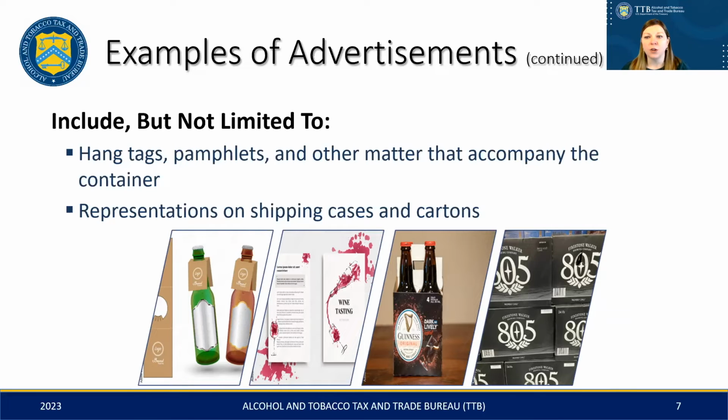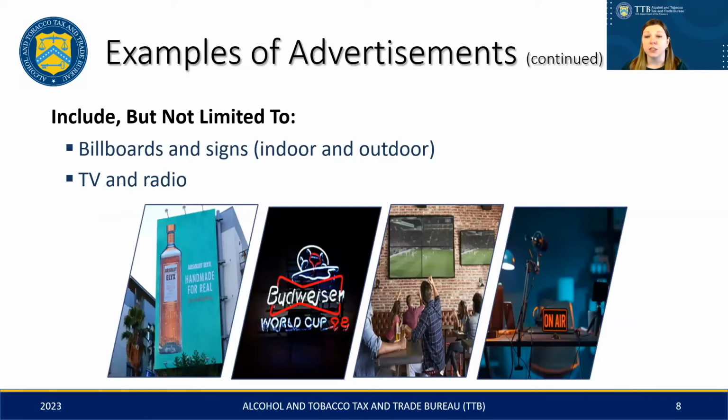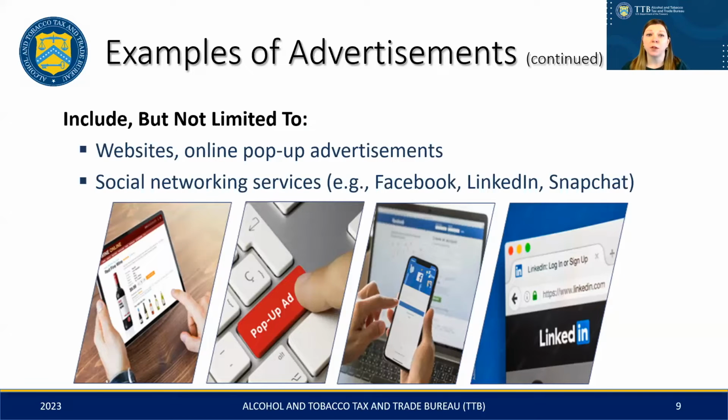Please note, retail cartons are covered by their own set of regulations that we will not be discussing in detail here. Additional examples include billboards and signs, whether they are indoor or outdoor, as well as TV and radio advertisements. Some more modern and popular modes of advertising include websites, including online pop-up advertisements, and social networking services, such as Facebook, LinkedIn, Instagram, and Snapchat.